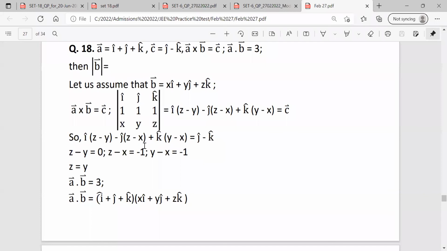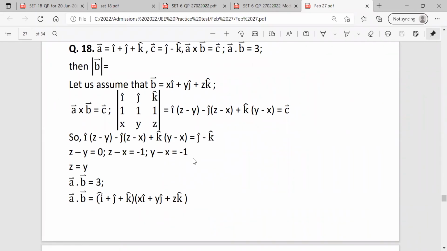So this becomes 0. The next is minus j cap, z minus x. Here it's j, so I can write this as z minus x equal to minus 1. Here z minus y becomes 0. Then z minus x equal to minus 1. Now the next part is k cap, y minus x equal to minus k. So y minus x equal to minus 1.